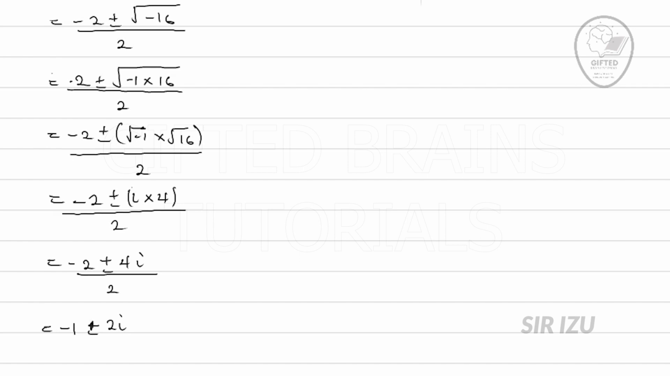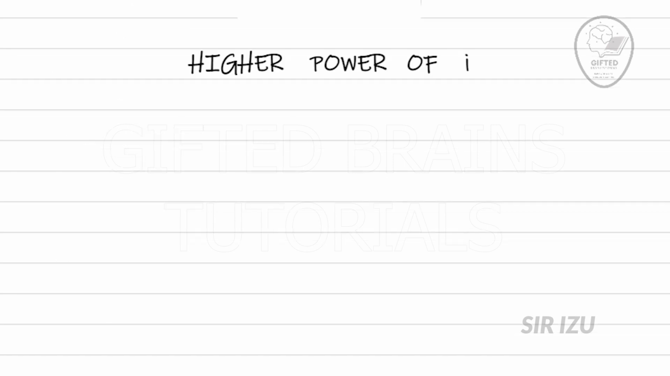That's why we try to introduce the concept of i, which is a complex number. Let's look further at higher powers of i. We've been able to establish the fact that i actually means the square root of minus 1. What would i squared be?